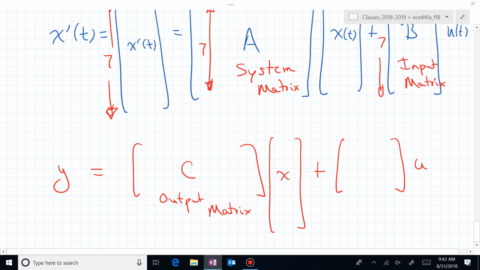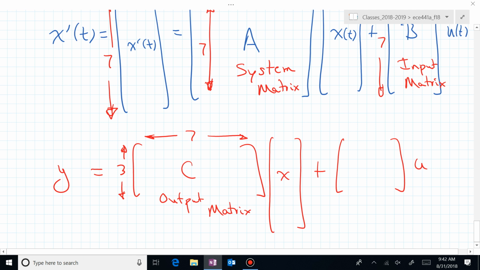X is 7 by 1. What times a 7 by 1 vector will give me a 3 by 1 vector? A 3 by 7 matrix. So this is 3 rows tall and 7 columns wide.